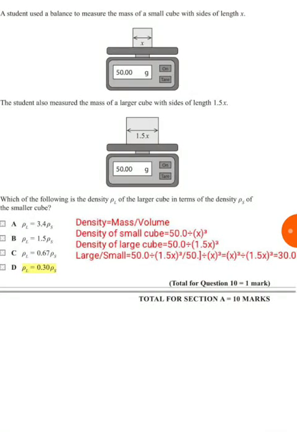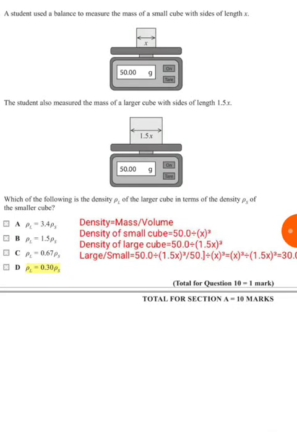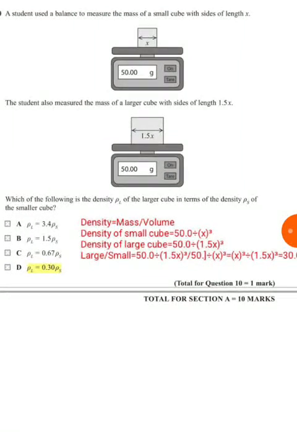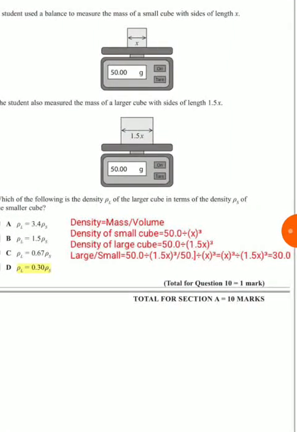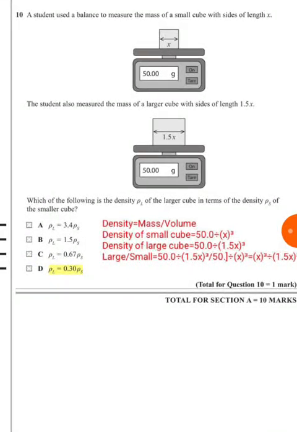To find the density of the large cube in terms of the density of the smaller cube, we must divide the large by the small one. So 50.0 divided by 1.5x cubed should be divided by the density of the smaller one, 50.0 divided by x cubed. So then the answer is 30.0. So D is the answer.